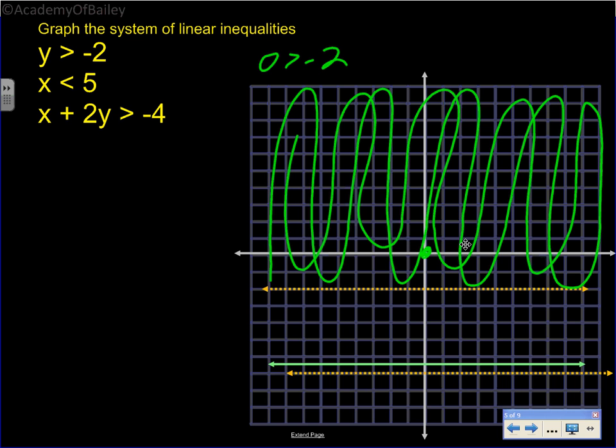The next one, x is less than 5. I know it's going to be a dashed line, so let me grab the dashed line here. Now, if x is less than 5, it's going to be a vertical line that crosses the x-axis at 5. 1, 2, 3, 4, and 5. Let's use the point 0, 0. So is 0 less than 5? Yeah, you bet 0 is less than 5.